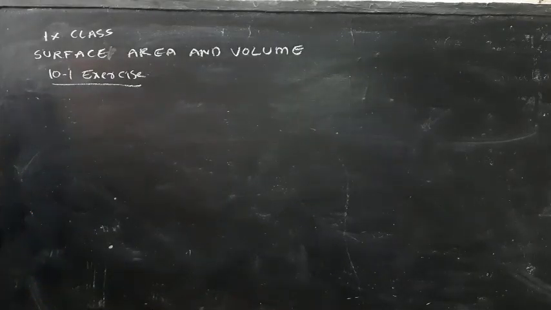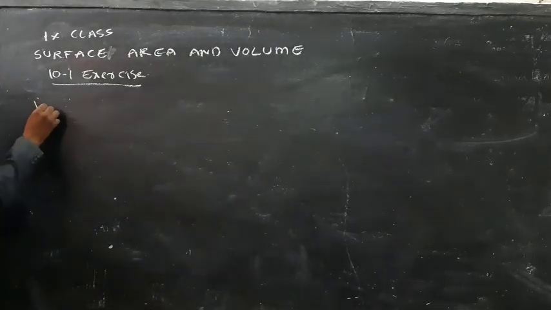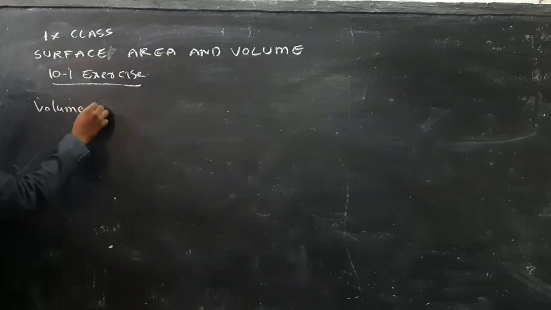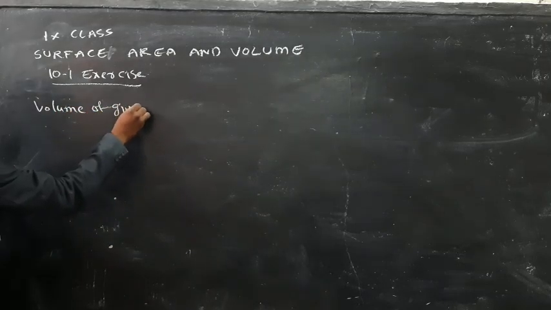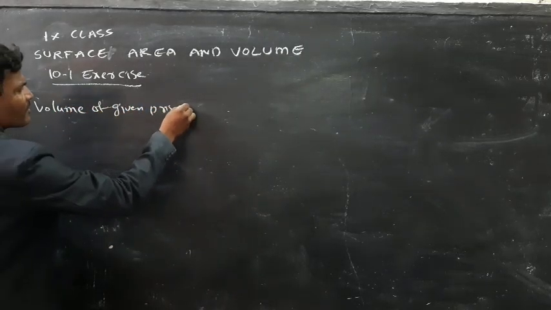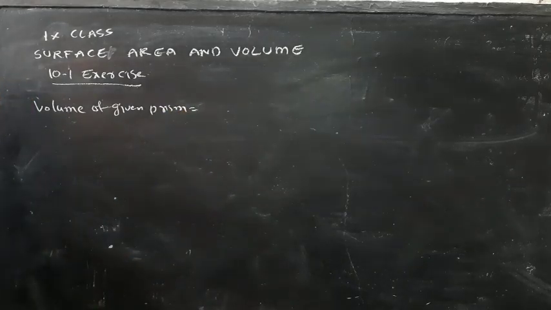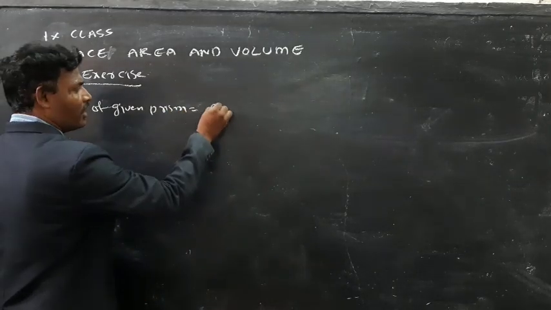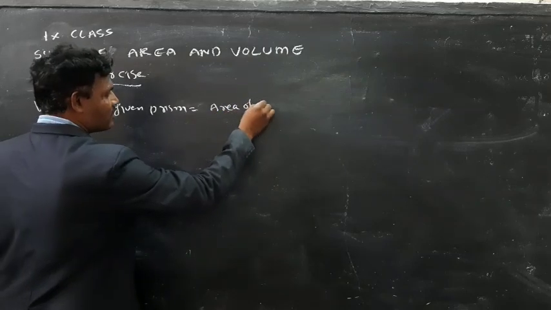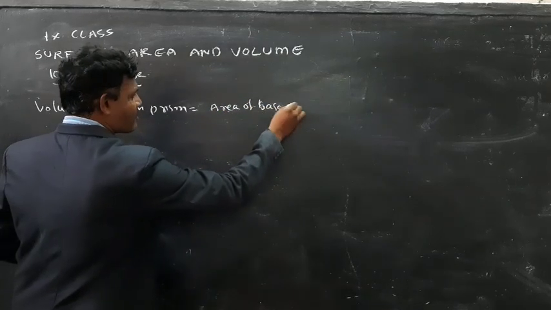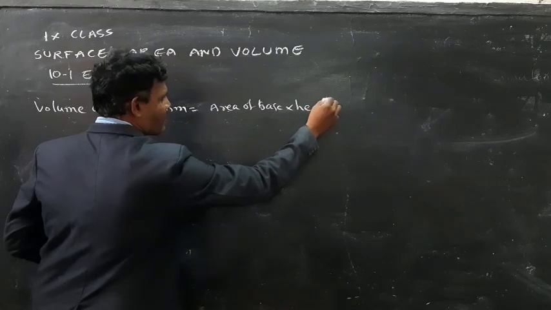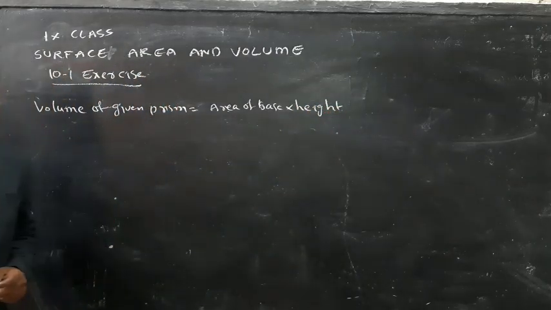Next I need the volume of the prism. Volume of the given prism is equal to... What is the formula to find volume? Area of the base into height. Area of the base into height.